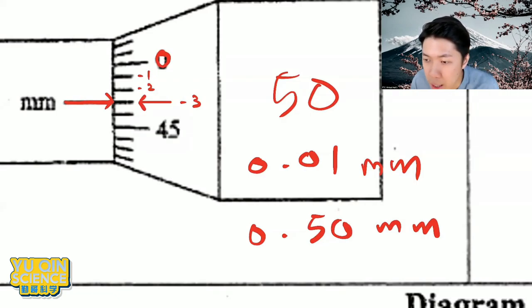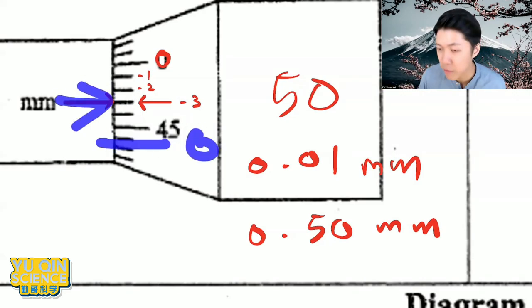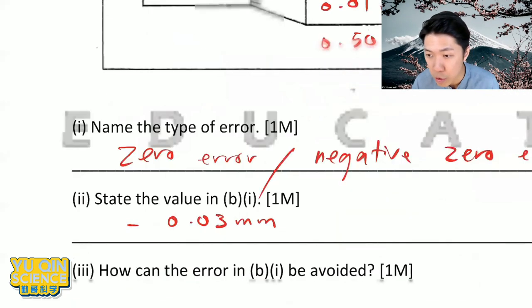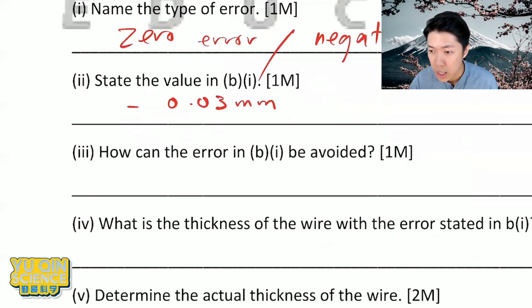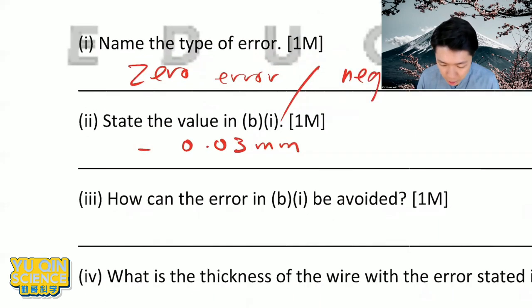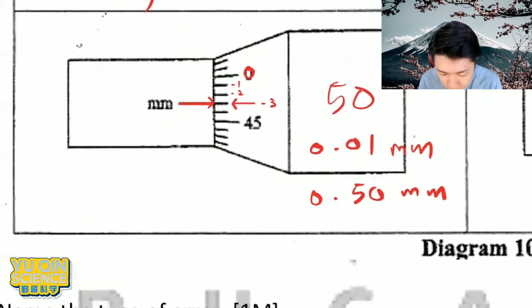Can we write negative 0.47? Oh, cannot, Shu Yan. Because this is negative. If it's positive, you will realize that the 0 is probably below here and you are pointing at some positive number. So cannot be 0.47. So what's the value of the zero error? The zero error is negative 0.03. But you write negative 3 there, because here cannot write 0.03.